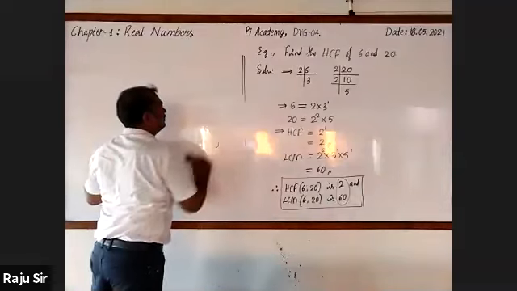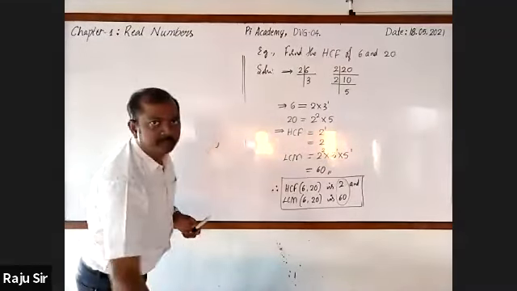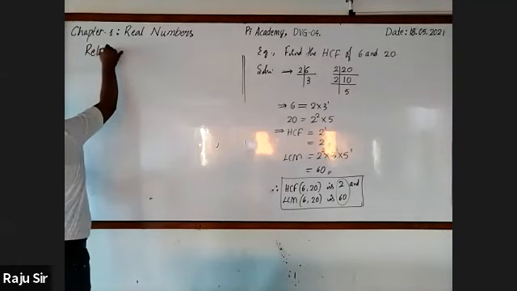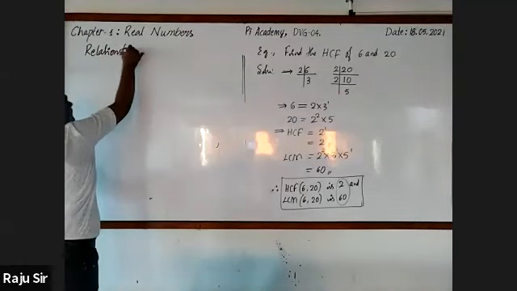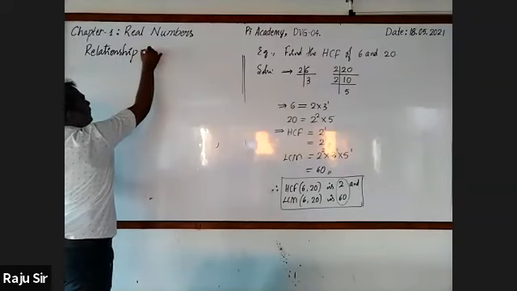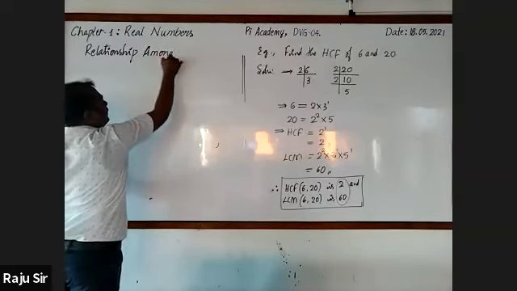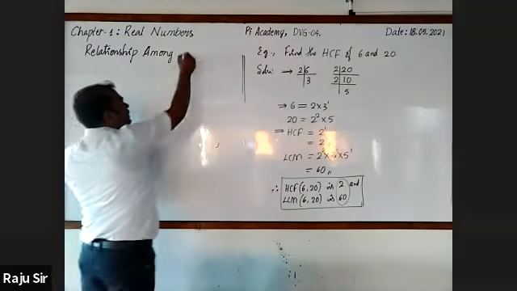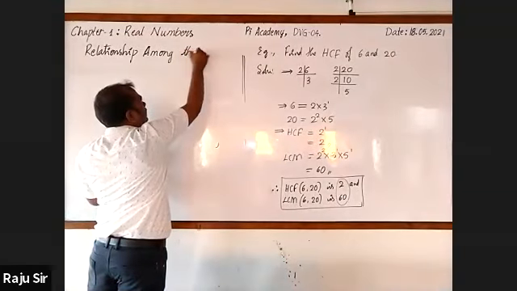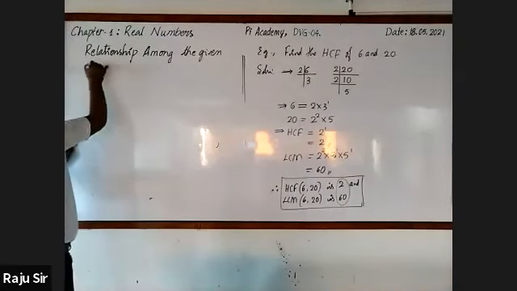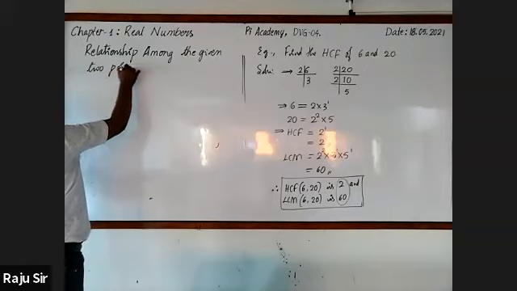Side heading: relationship among the given numbers, the given two positive integers.